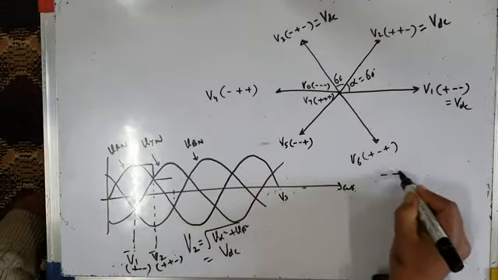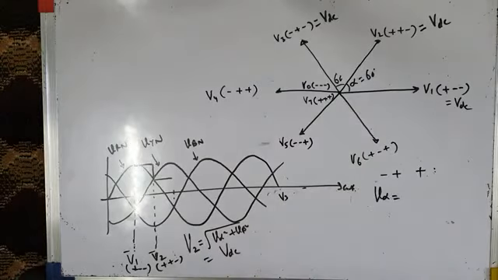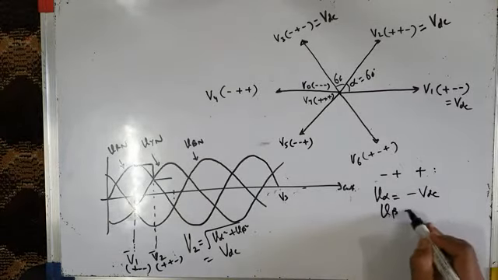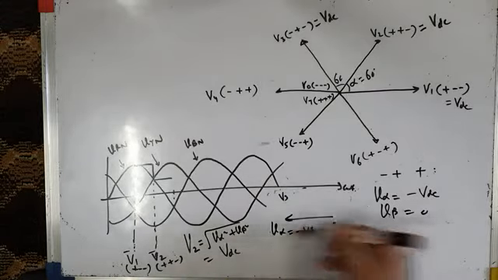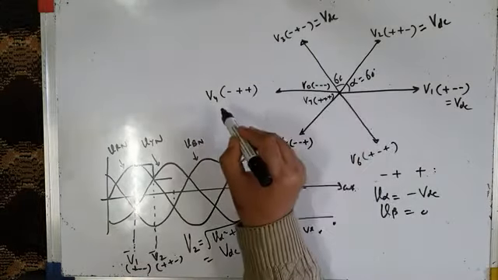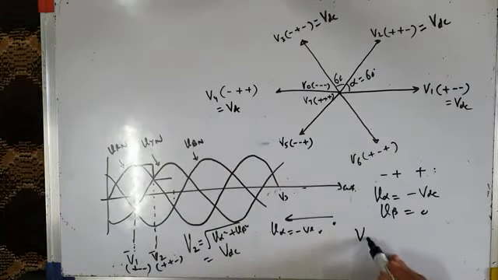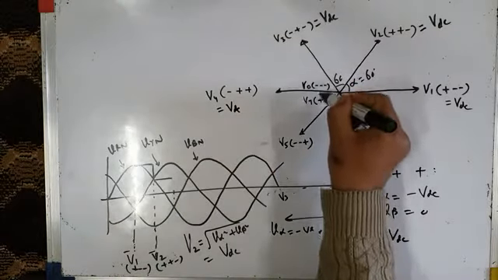Then the next switching state is minus plus plus. For this minus plus plus, we have already found V alpha, I am not repeating that, you can go back to your notes. V alpha is equal to minus VDC and V beta is equal to 0. So this is my V alpha equal to minus VDC along this axis. V beta is 0. It's along this axis. So this voltage vector V4 is also equal to VDC, because the resultant voltage is again the square root of V alpha square plus V beta square. It is equal to VDC, but it is along this axis, and this angle is again 60 degrees.